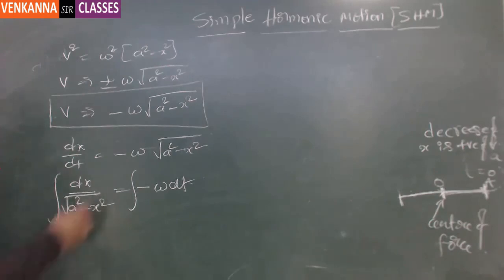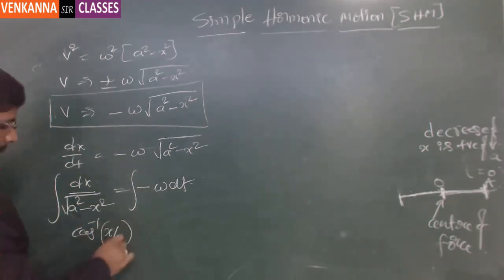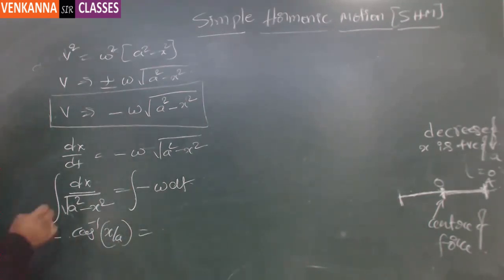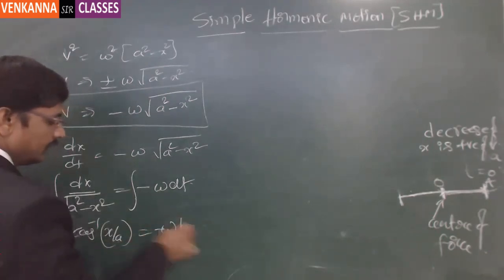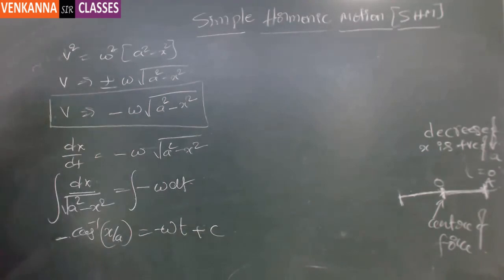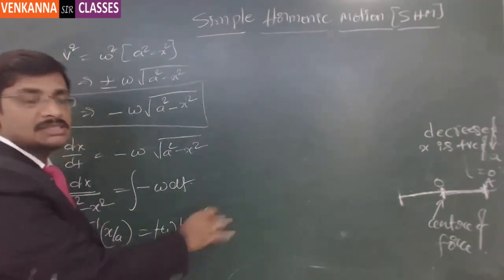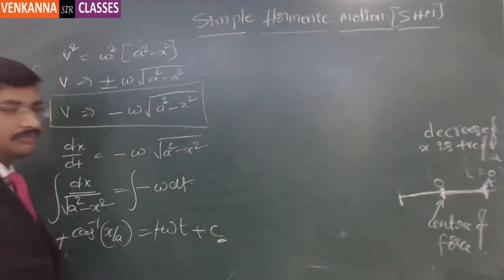So this integral is cos inverse of x by a, so minus cos inverse of x by a is equal to minus omega t plus c. Now this minus and minus will cancel out, and then omega t plus c. So this minus c or plus c, it is up to you how you want to treat this c.